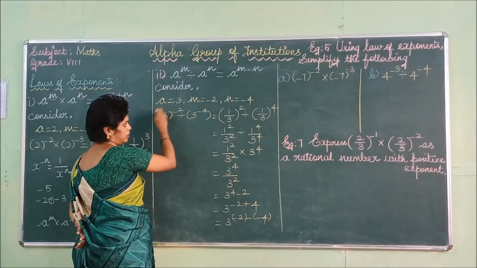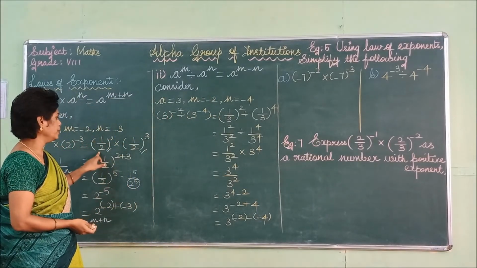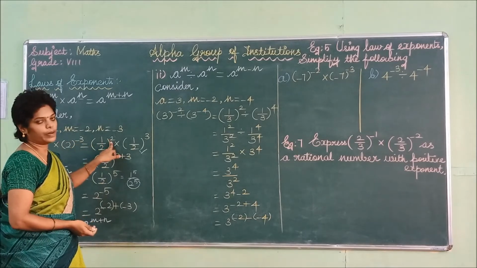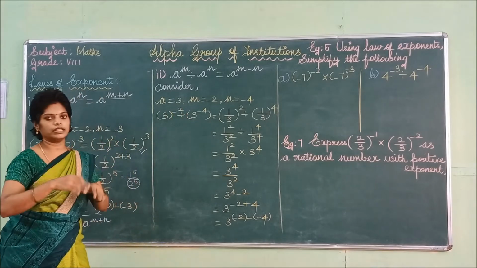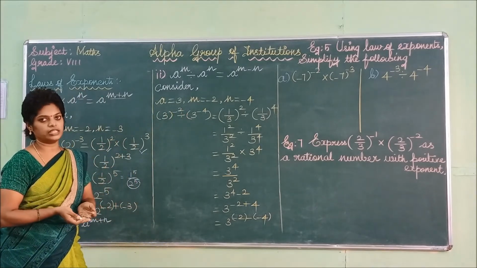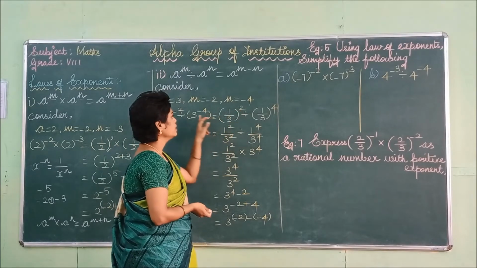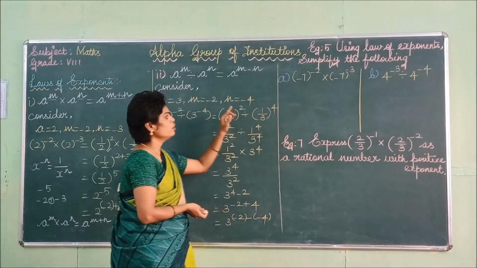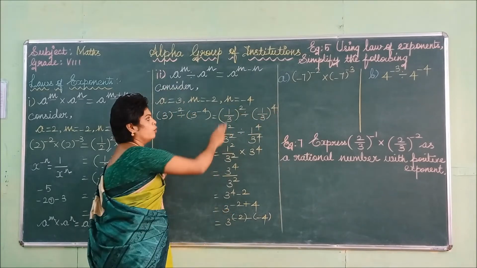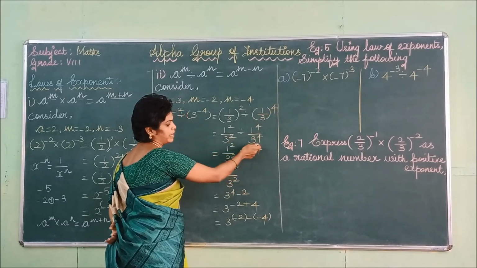You can rechange this one. 3 can be represented as 1 by 3. Negative power changes into positive. So in a similar way, 3 power minus 2, if it gets reciprocal, the power will be changed to positive. So 1 by 3 whole power 2 divide this 3 power minus 4, which can be represented as 1 by 3 whole power 4. So split and write the powers: 1 power 2, 3 power 2 divide 1 power 4, 3 power 4.